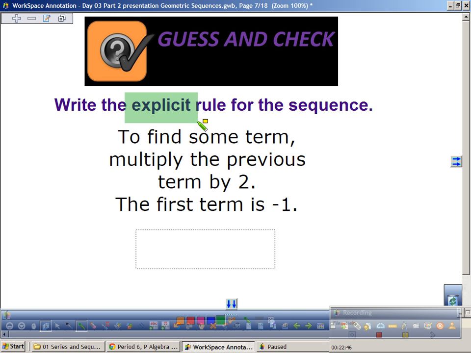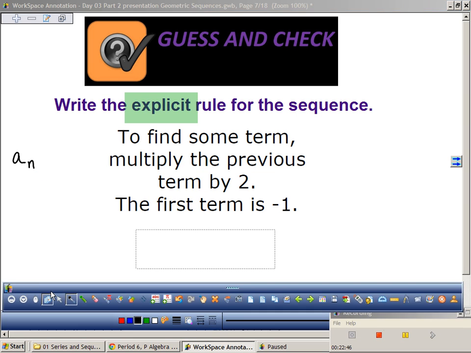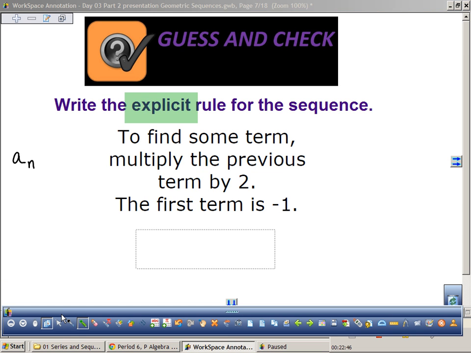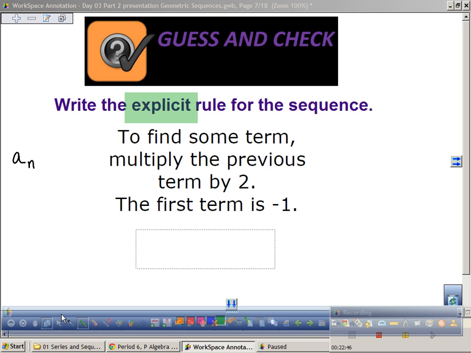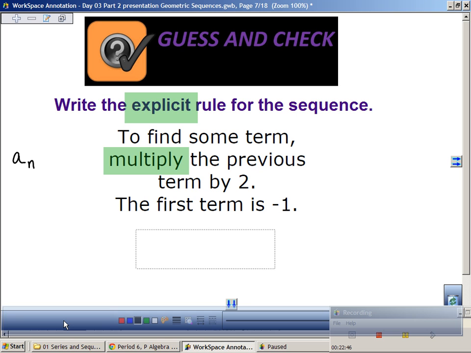Okay. So I need the explicit rule. So I'm going to go over here to my explicit rule and I'm going to say the explicit rule. First I need to figure out whether or not I can find adding and subtracting or multiplying and dividing. To find some term, multiply. Right there. Multiply. Okay, so if I go on my bubble map and I know I'm talking about multiplying and dividing, then I need to go to my explicit, which deals with the first term. I'm going to go ahead and write that.